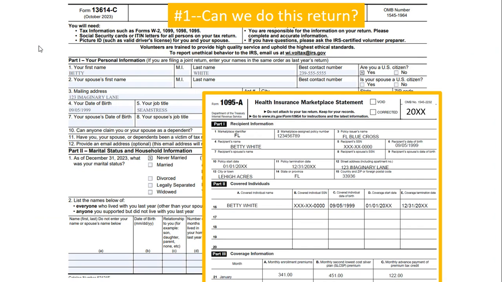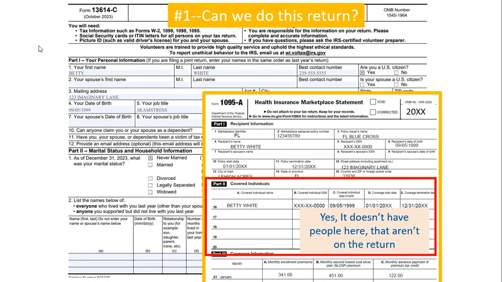So looking at this, we have Betty. The policy is for Betty in part 2 down there. Can we do this return? Yes, we can, because the same people are on the tax return that are on the policy, and that's okay.